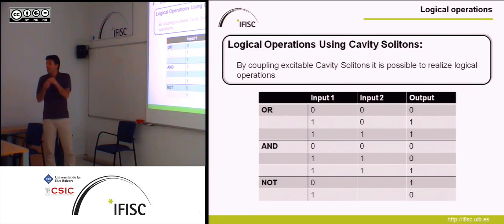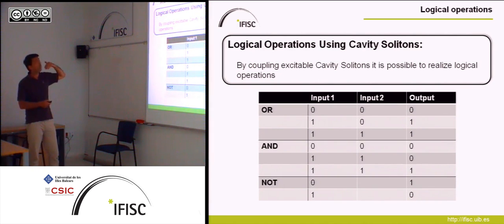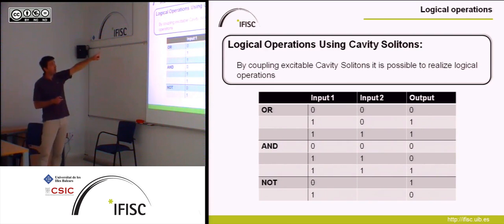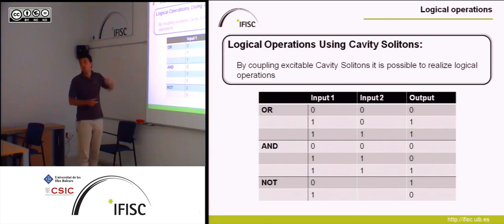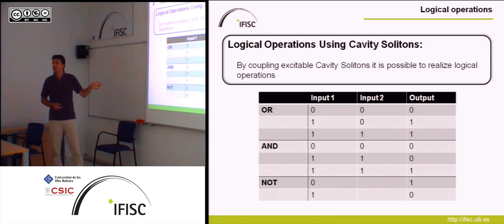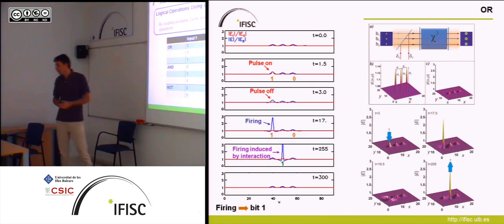And then we have these objects, localized states, which are excitable, and that's your behavior at the design level. Then we can do something similar to what we did with the game of life. You can do logical operations using cavity solitons. By coupling excitable cavity solitons, it is possible to realize logical operations. That's what I'll show next. I'll take these objects, and depending on how they interact, very much like the gliders, I'll make some operations: a NOR, an AND, and an OR.